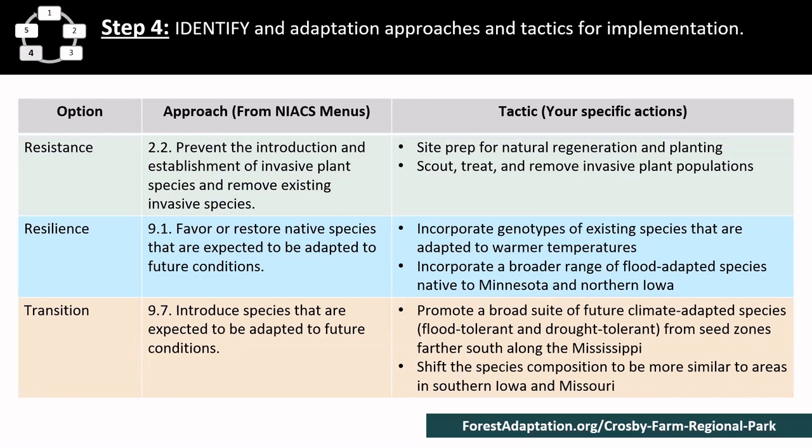Arriving at step 4, they identified overarching approaches from the menus that applied to specific objectives they had already identified in step 1. These approaches, in turn, helped them step down to specific, quantifiable tactics that could be deployed in space and through time at the project site to achieve measurable outcomes. To preview step 5, which we'll cover in the following module, these quantifiable tactics in turn help lead to a robust monitoring plan that will allow the managers at Crosby Farm to identify which actions are successful at achieving their desired conditions for adaptation.